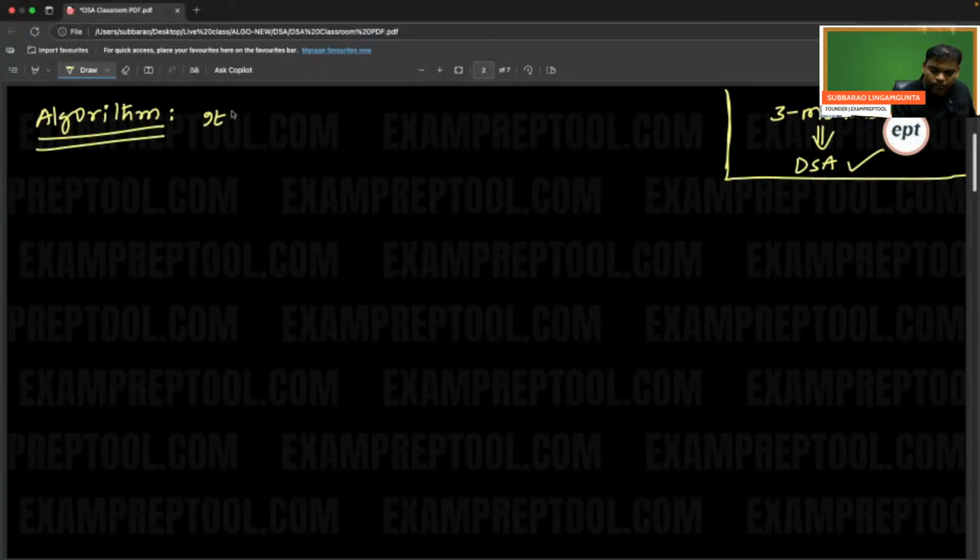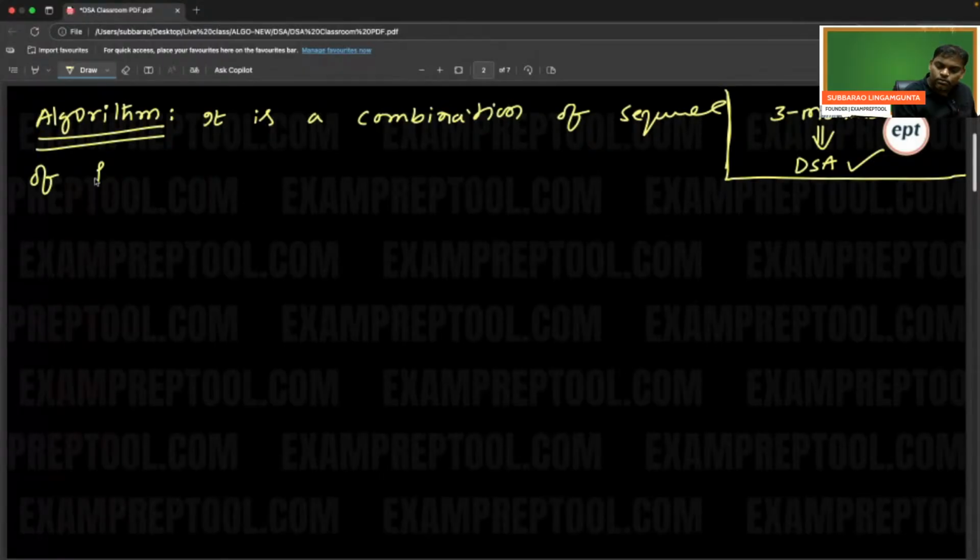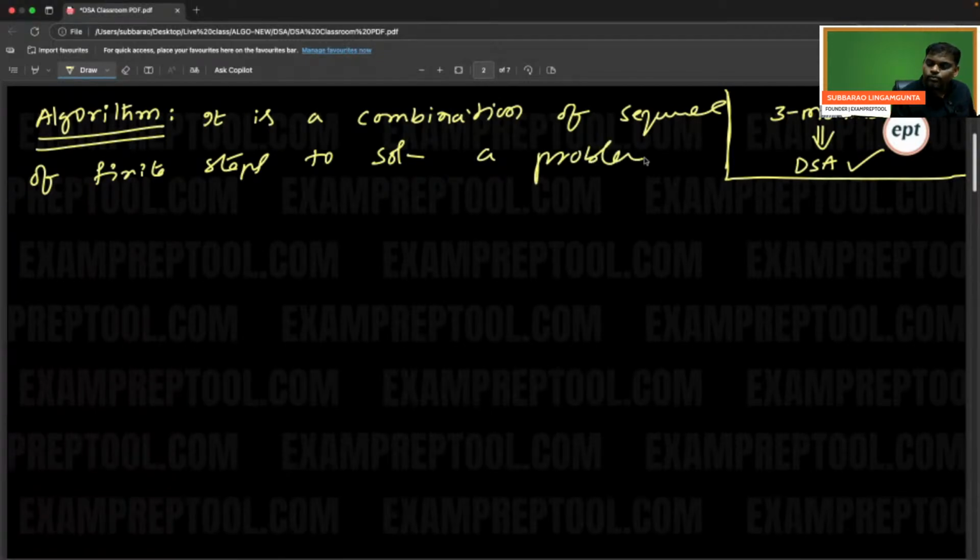There are many definitions. It is a combination of a sequence of finite steps to solve a problem. It is a definition.